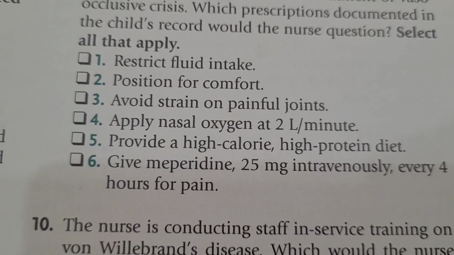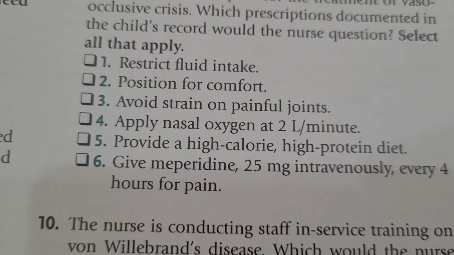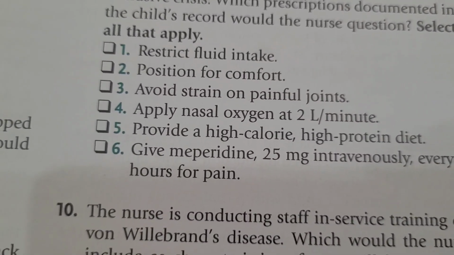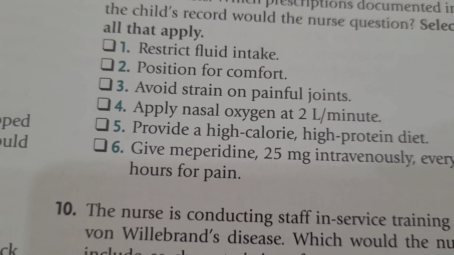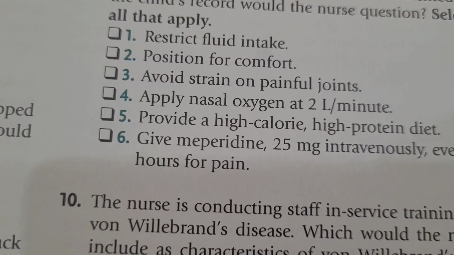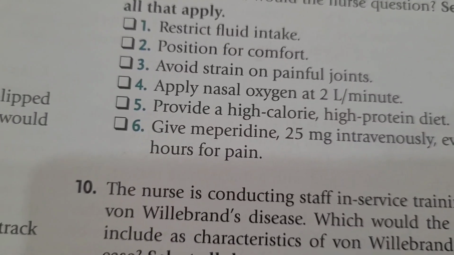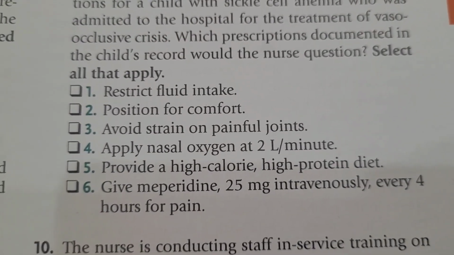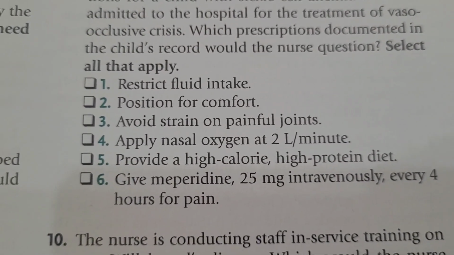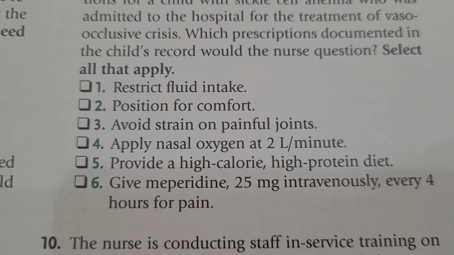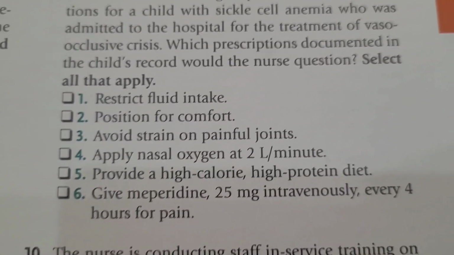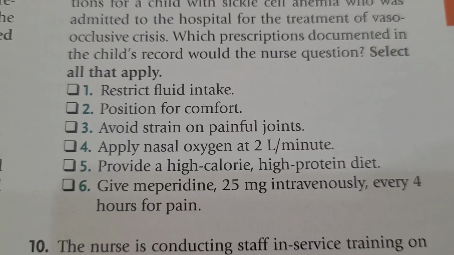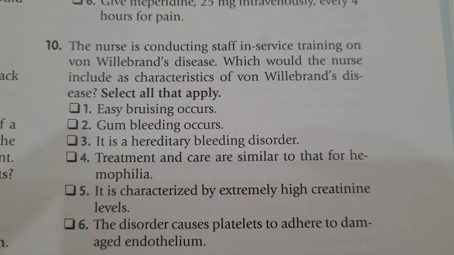So the nurse would question the prescription for restricted fluids and the meperidine for pain control. Position for comfort, avoiding strain on painful joints, oxygen and a high calorie, high protein diet are also important parts of the treatment plan. But the nurse should question number 1, restrict fluid intake, and number 6, give meperidine 25 milligram intravenously every 4 hours for pain. So here our right answers are number 1 and 6.